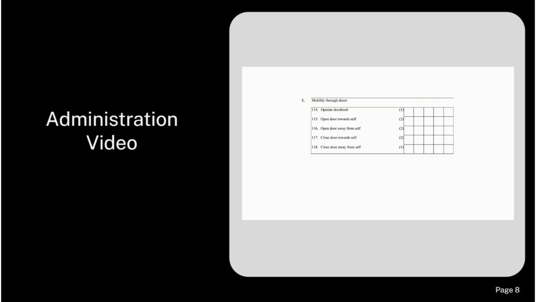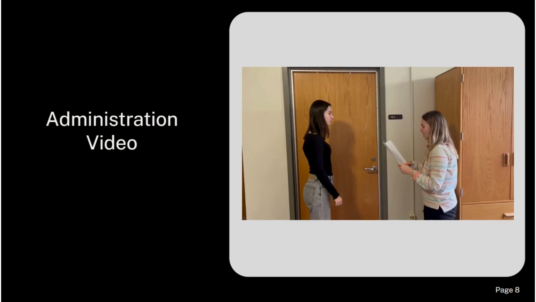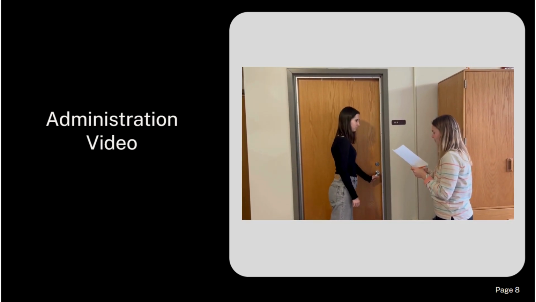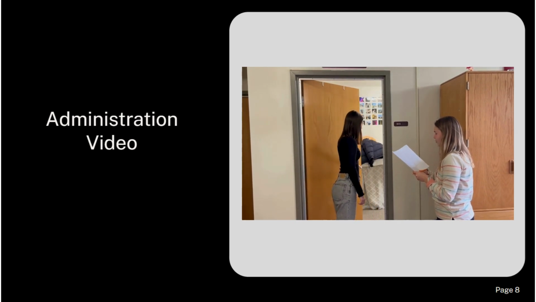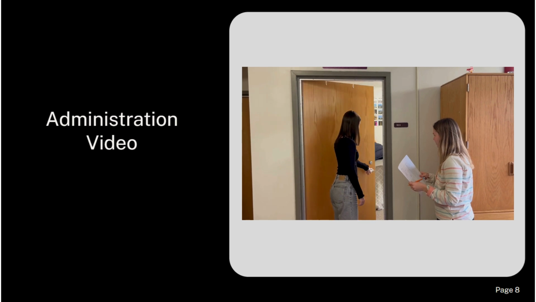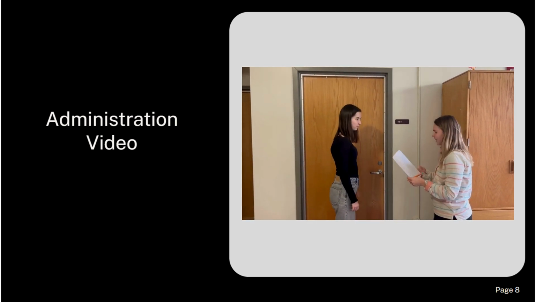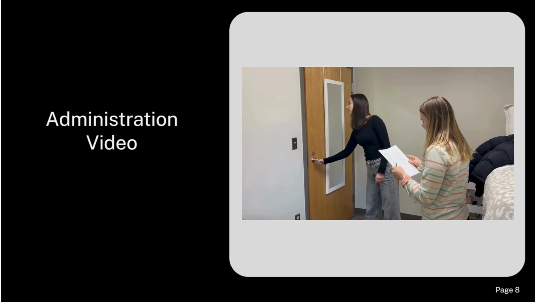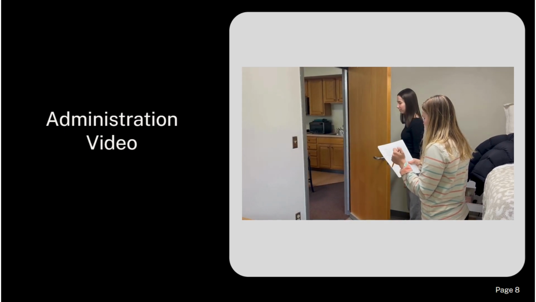There are 5 different behaviors: open doorknob, open door towards self, open door away from self, closed door towards self, closed door away from self. You just operate the doorknob and then open the door away from self and then close the door away from self. Now we can go back in. Okay, now you can open the door towards self and then close the door towards self.